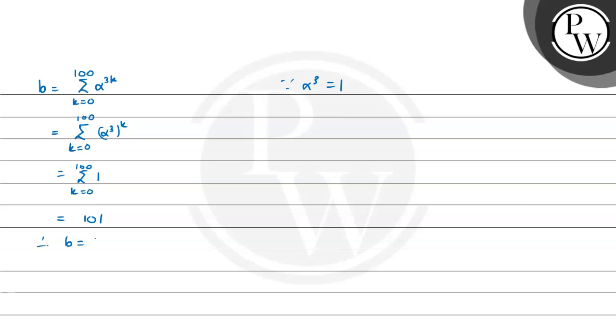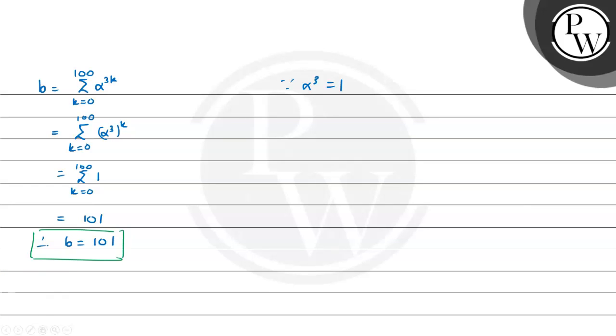Now let's get the value for B. So B is equal to the sum for k from 0 to 100 of alpha cubed raised to k. Since alpha cubed is equal to 1, we have the summation for k equals 0 to 100 of alpha cubed raised to k, that is equal to the summation for k equals 0 to 100 of 1. Now the number of terms we have, for k equals 0 to 100, is 101 terms. So the sum will be 101. Therefore we get the value for B as 101.